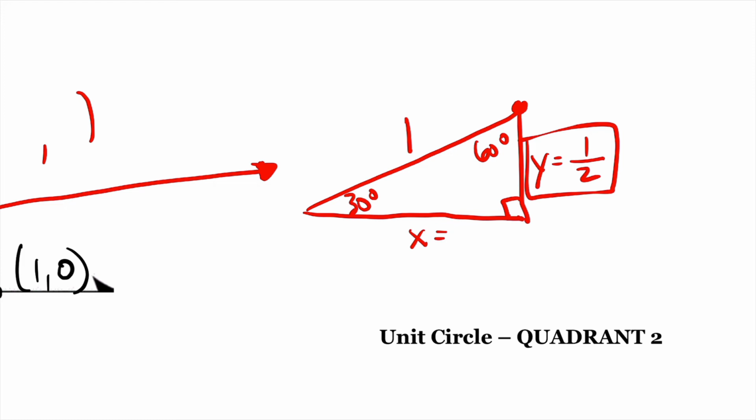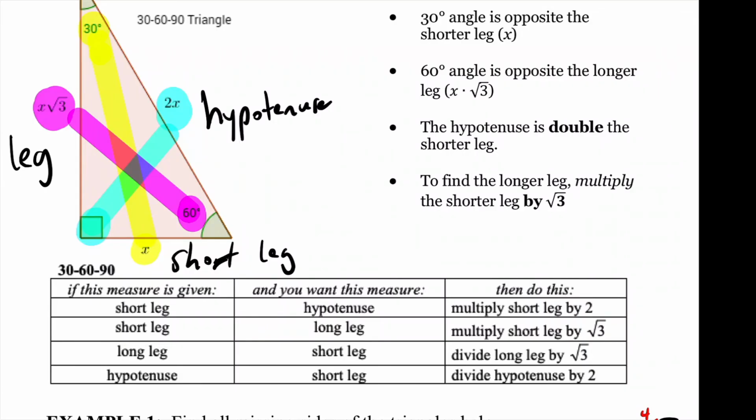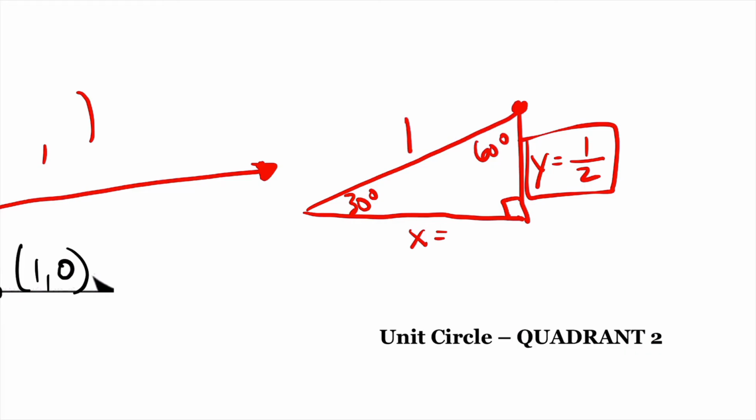Now, how do I get the long leg? Because that's the only part that's missing. The only part that's missing is the long leg. There you go. So to find the long leg, I take the short leg and multiply it by the square root of 3. We just found the short leg. The short leg was 1/2. And we're going to multiply it times the square root of 3 because that's what it said to do.